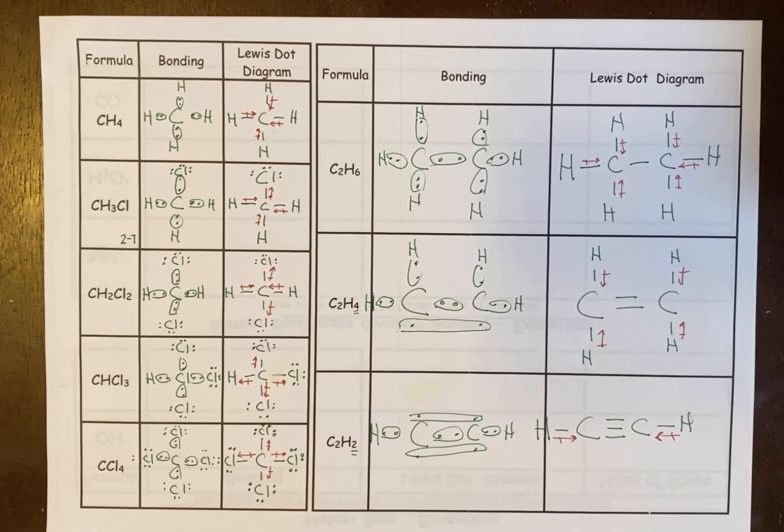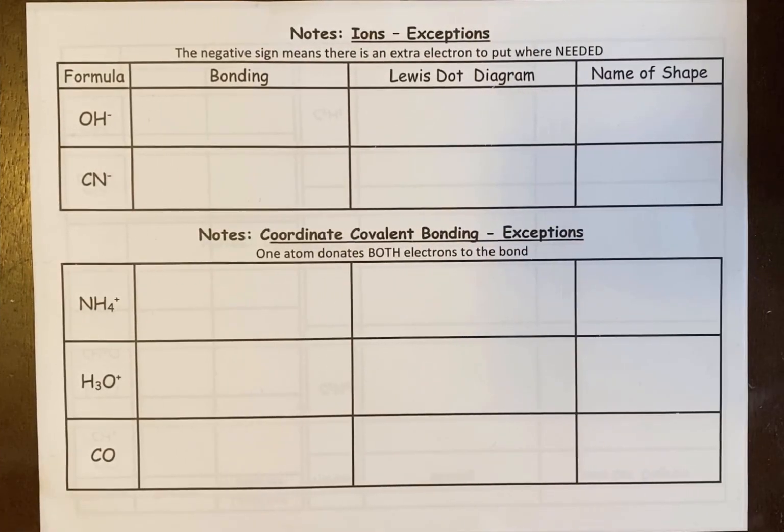In the next video, I'm going to break them up just because this video is long. In this video, we're going to do the coordinate covalent compounds and the ion exceptions. So the 3 coordinate covalents that we need to know.